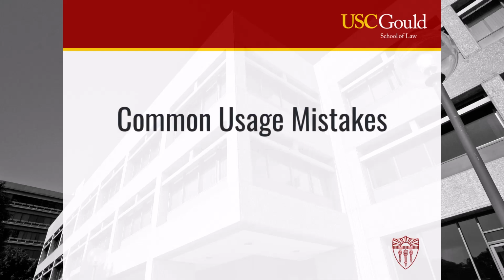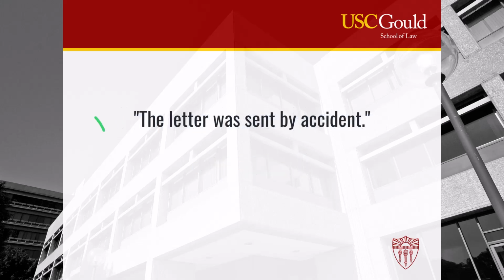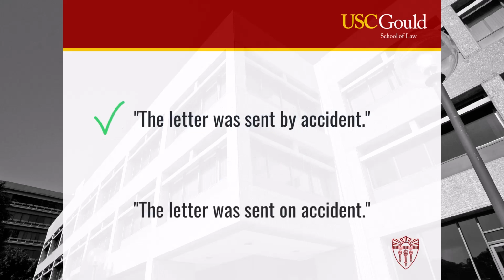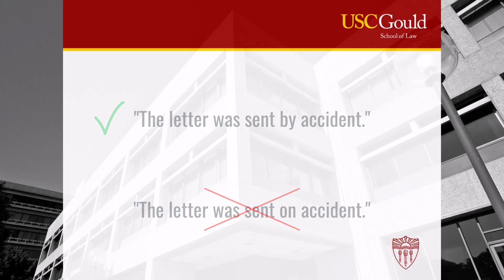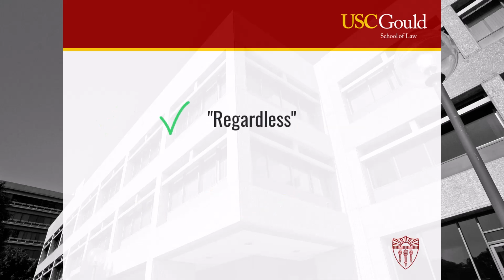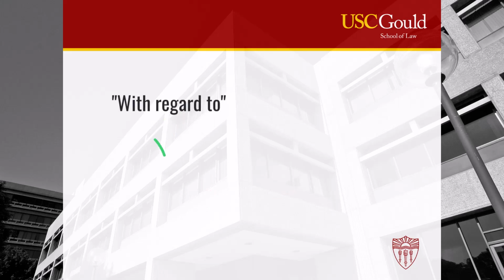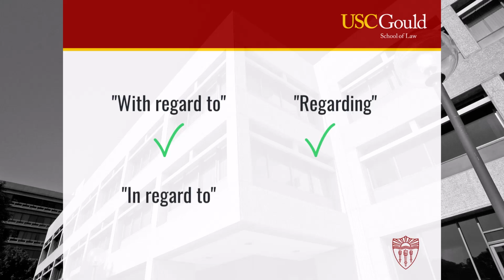Common usage mistakes are addressed in Appendix D. These are the mistakes that bother me the most. The letter was sent by accident, not the letter was sent on accident. It should always be regardless, never irregardless. With regard to, or regarding, or in regard to, but never in regards to.